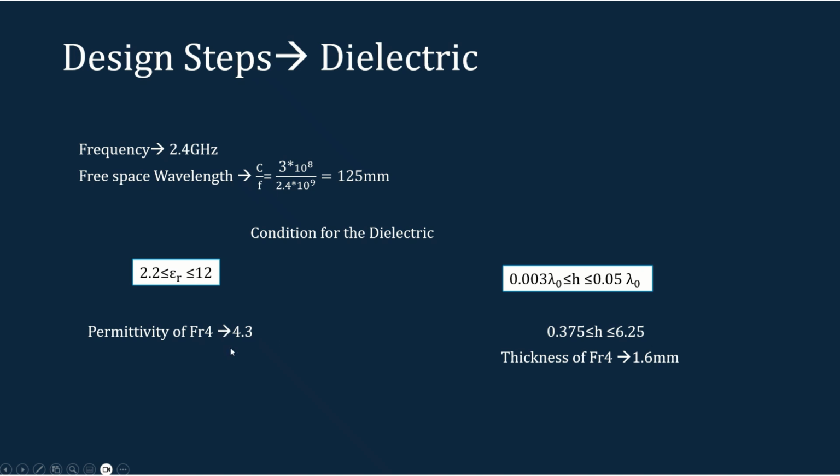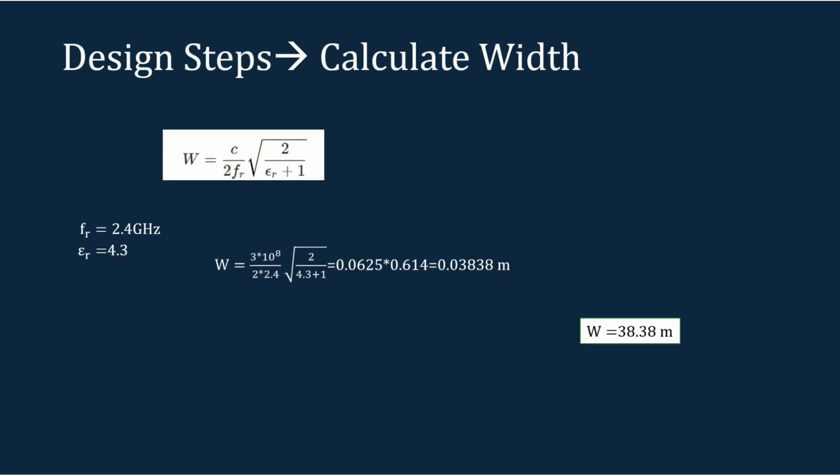In our considered material, the permittivity is 4.3, which comes in between, and the thickness has to be within the range 0.003 lambda 0 to 0.05 lambda 0. If you substitute the free space wavelength, you can see that the substrate thickness of 1.6 mm comes in between 0.375 to 6.25 mm. So the selection of the dielectric material is okay.